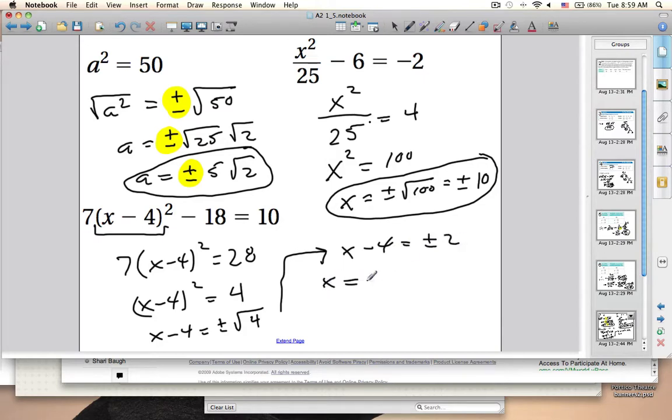So x will be equal to, if I add 4 to either side, 4 plus or minus 2. So x would be equal to 4 plus 2, which would be 6, or 4 minus 2, which would be 2. Okay, so I end up with 2 solutions. All right, that's typical when you introduce the plus or minus.